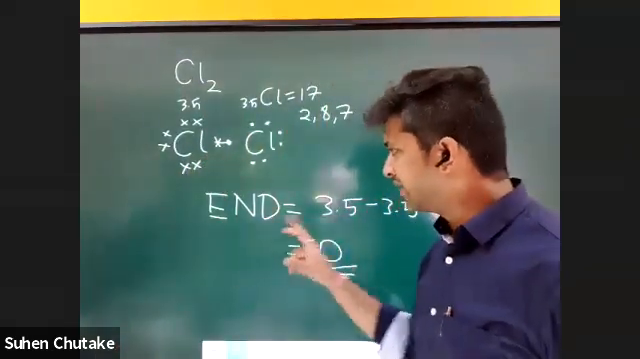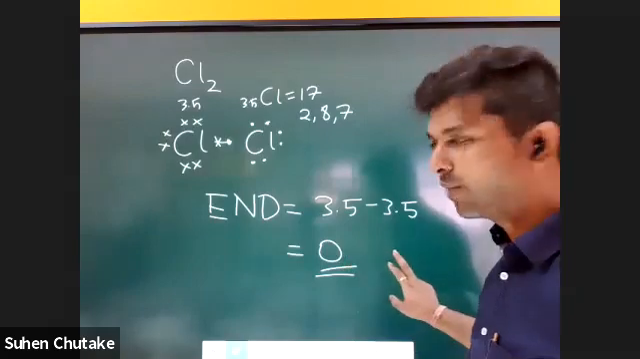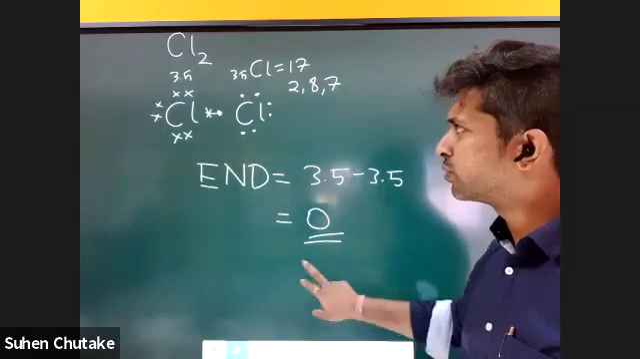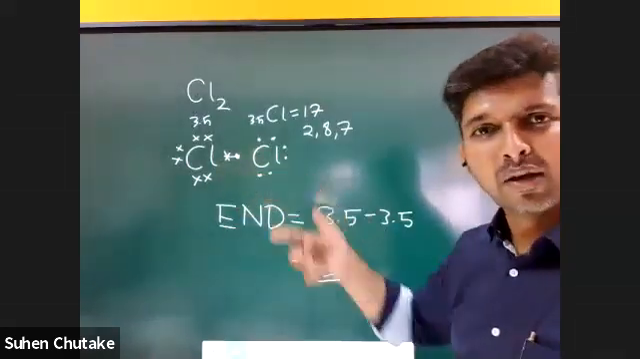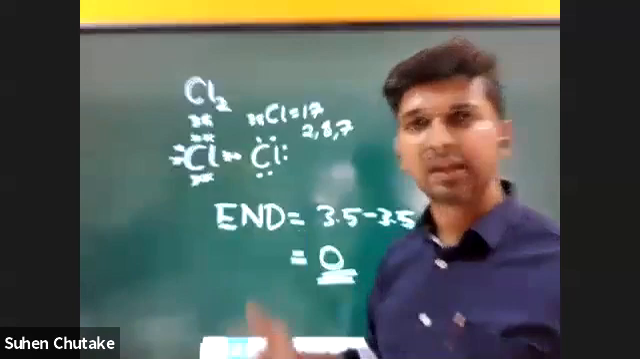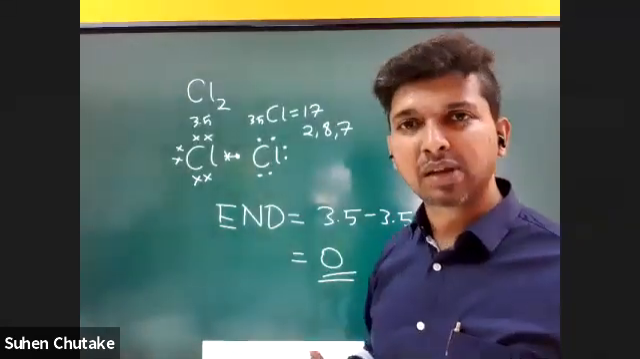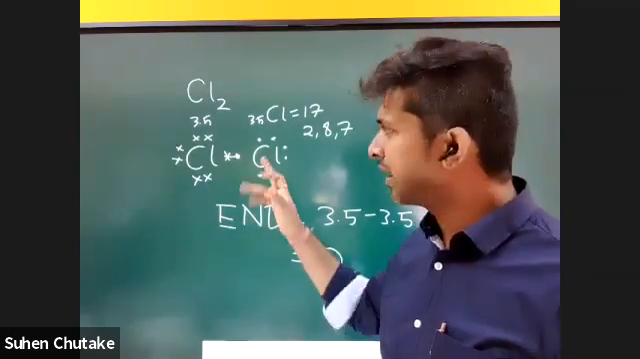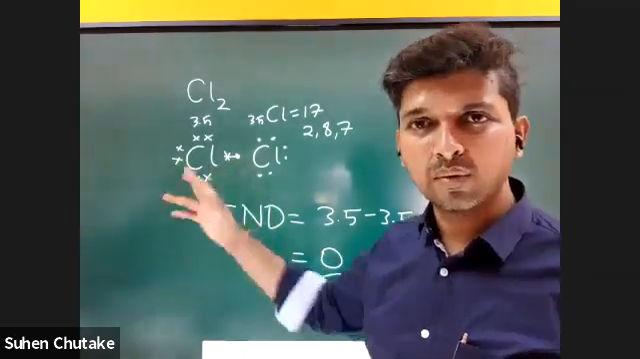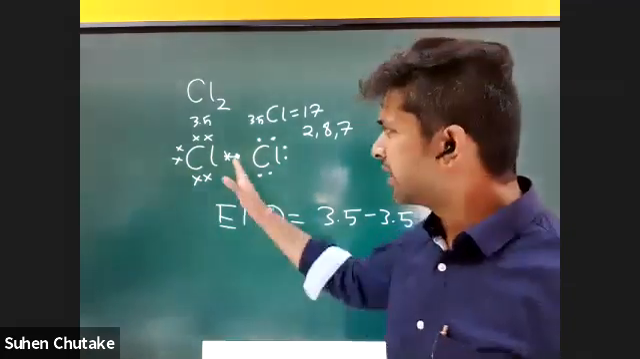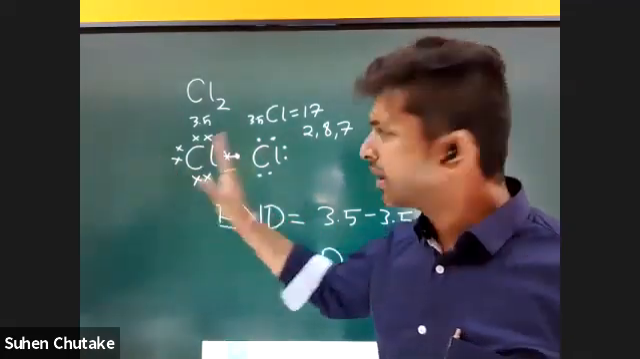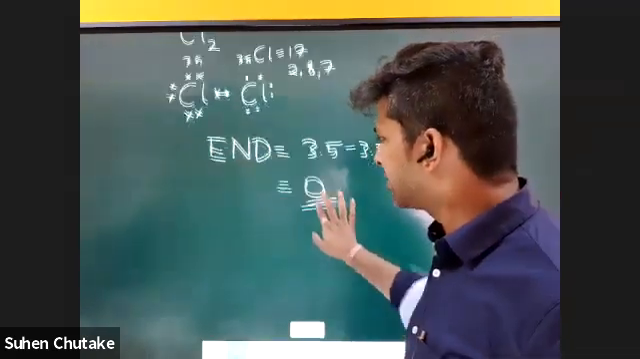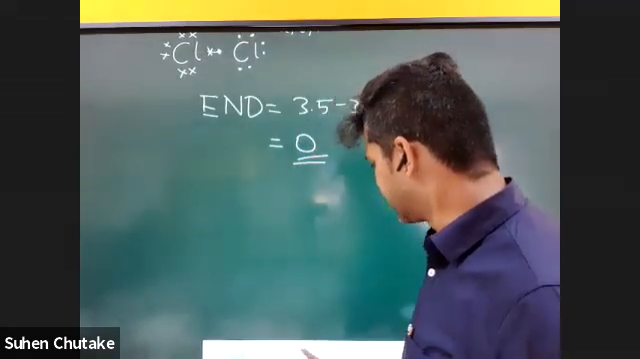Okay, so END 3.5 minus 3.5 is equivalent to 0. So both are playing a tug of war. Now, which chlorine will win? No chlorine will win because they are of equal strength. They are pulling the electrons equally. Two equally powerful teams playing tug of war. The electrons will not go over here, nor over here. They will remain in the center. So when the electrons remain in the center, we can draw the two chlorine atoms like this.